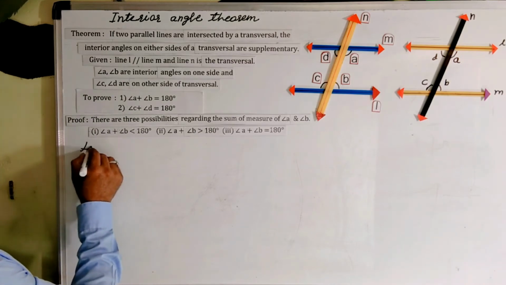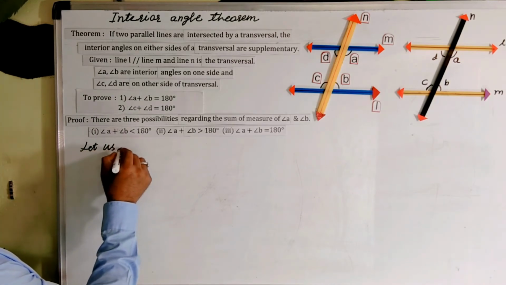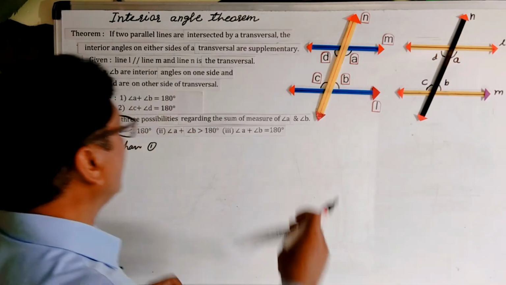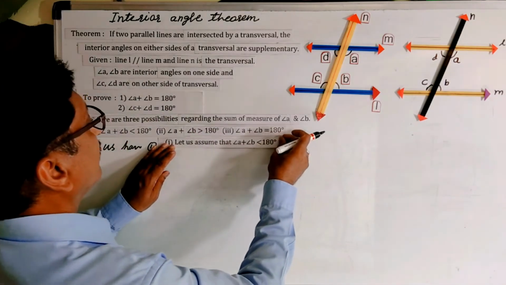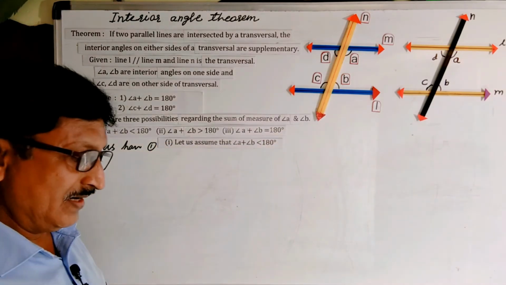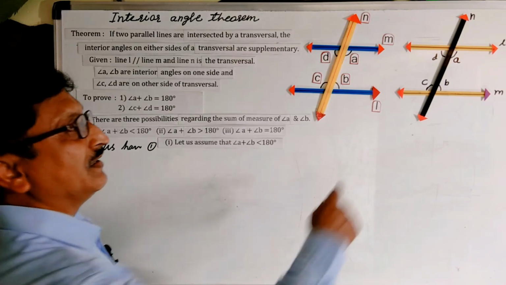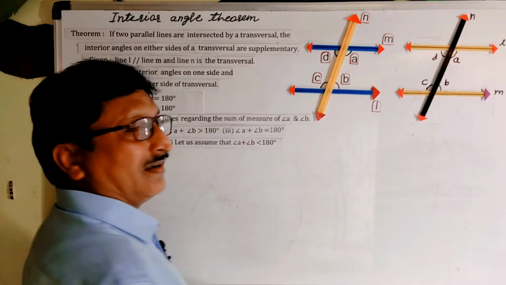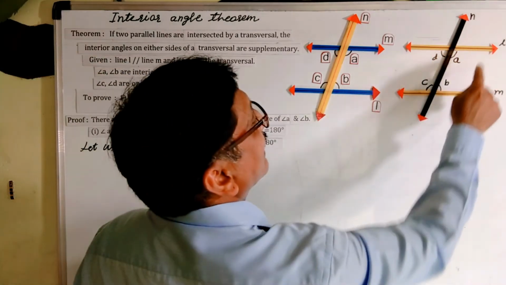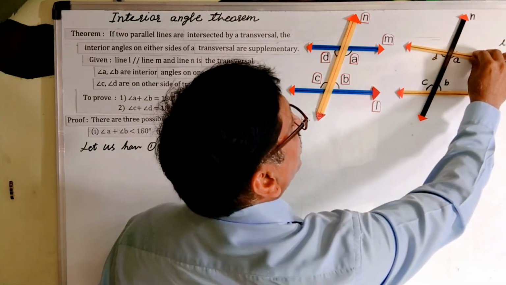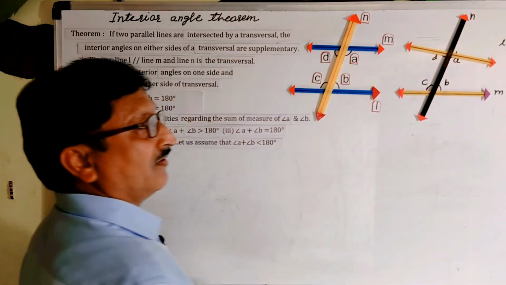Let us start with the first possibility. Let us have number 1. What is the first possibility here? Let us assume that A plus B is less than 180 degrees. But you know that, see now in this second figure, the sum of A and B is 180 degrees. Why? Because these lines are parallel. But suppose A is less, suppose we draw it such a way, and what will happen now?